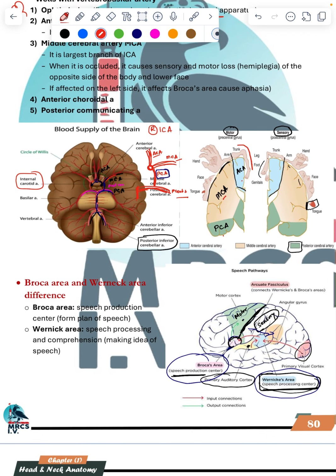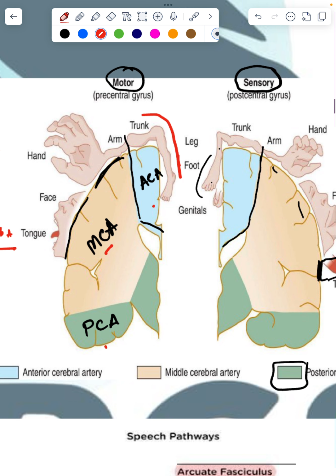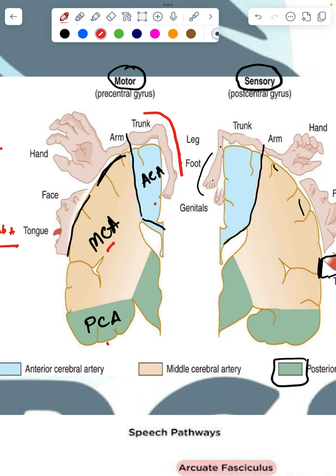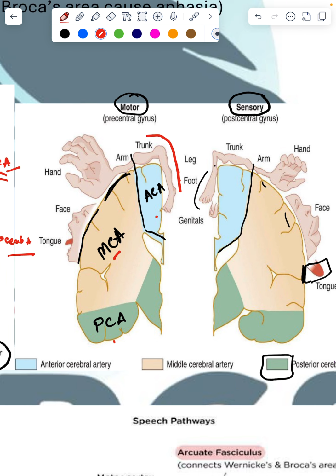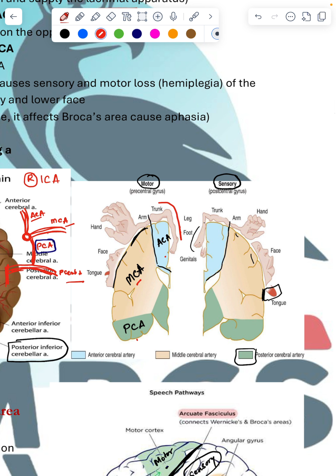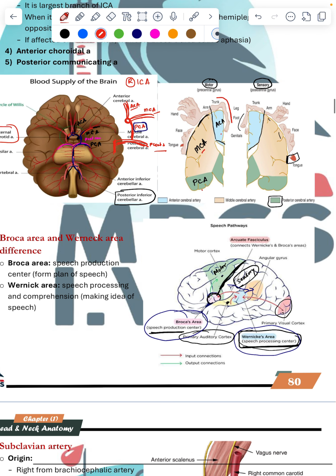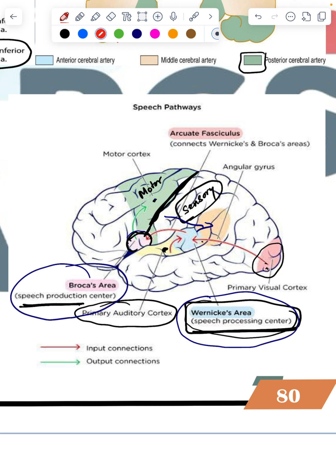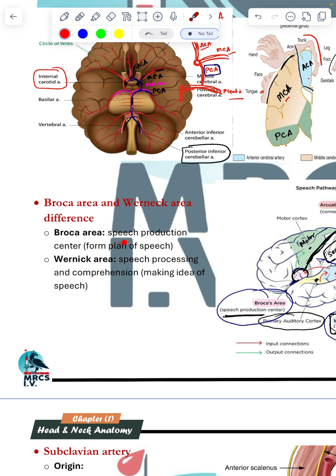Now Broca's area and Wernicke's area. What is that? You have to understand this representation. Middle cerebral artery is mostly supplying the face, and posterior cerebral artery is a different part. Sensory, again middle trunk. Now you can see this is the brain, this one is the motor area, this one is the sensory area. This is Wernicke's area. The speech processing is done here, and then it is transferred to Broca's area where speech production is. Primary auditory and visual cortex is in the occipital area. So Broca's area is speech production, Wernicke's is processing.